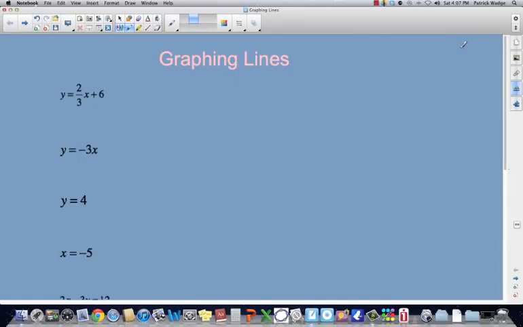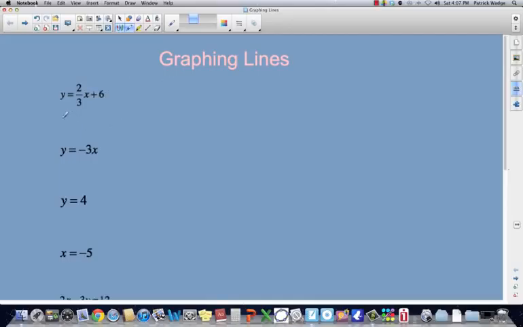Okay, another important skill that you need to know in Pre-Calculus 11 is how to graph lines. So you remember we did this at the end of grade 10. So here's some review for you. All right, I think I have 6 or 7 examples here. The first type, y equals 2/3 x plus 6.